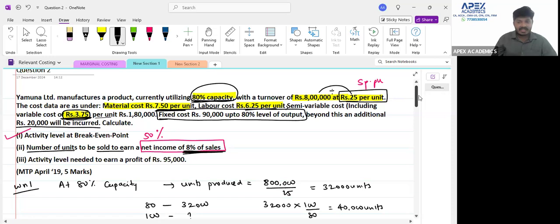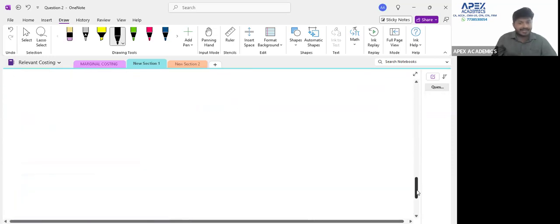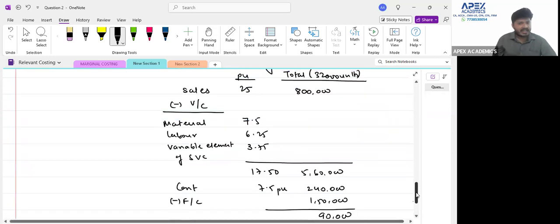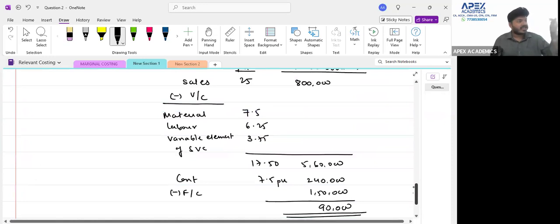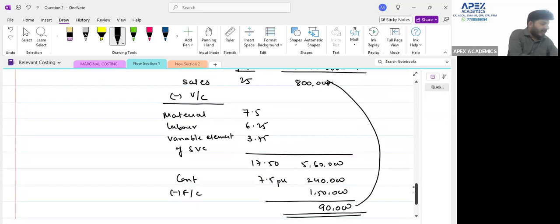8% on sales. First of all, this profit is calculated. Now, first of all, see on sales how much percentage this is. On sales, this is 90,000 divided by 8 lakhs percentage. So this is 11.25% on the sales at 80% of the capacity. So at 32,000 units, you are earning 11.25% profit.